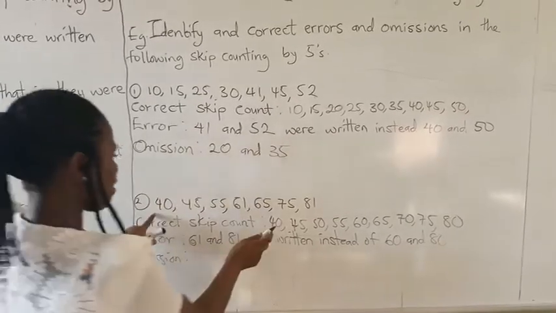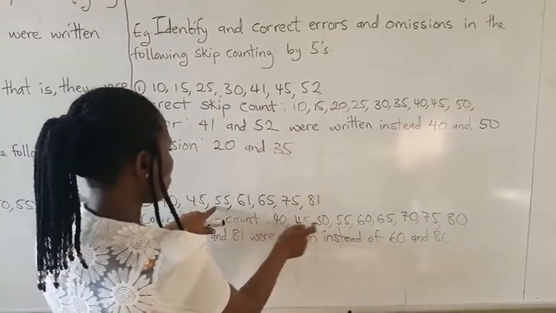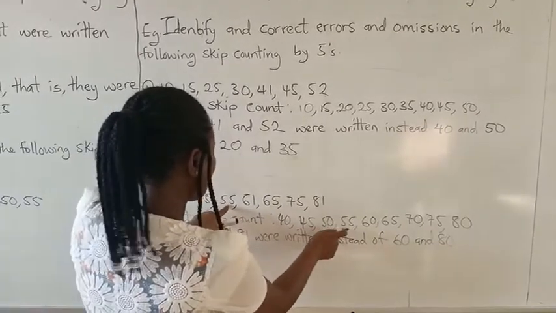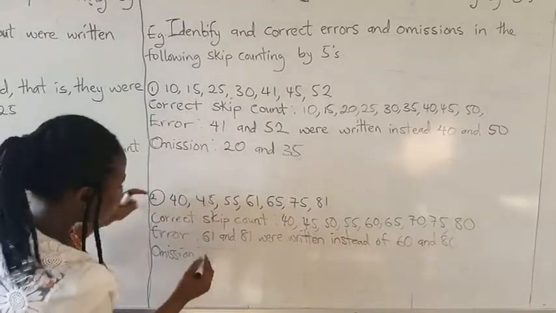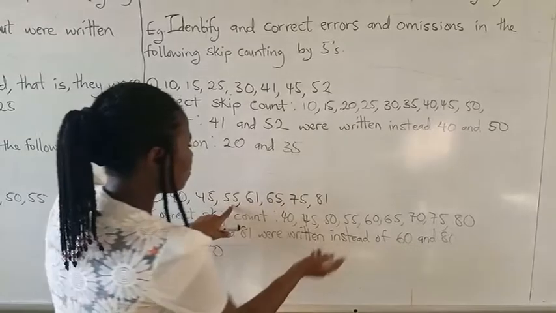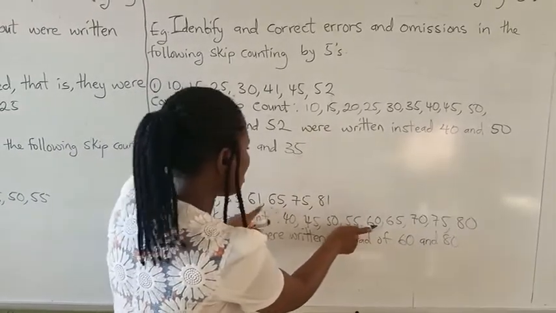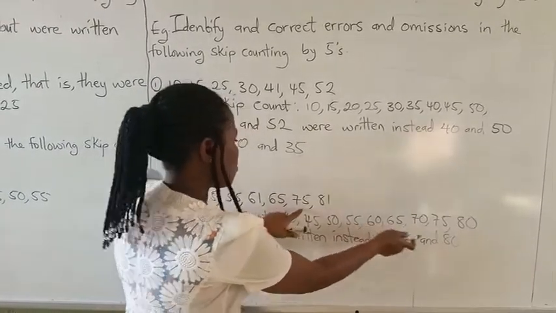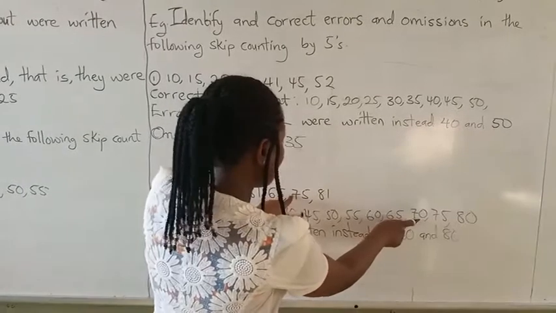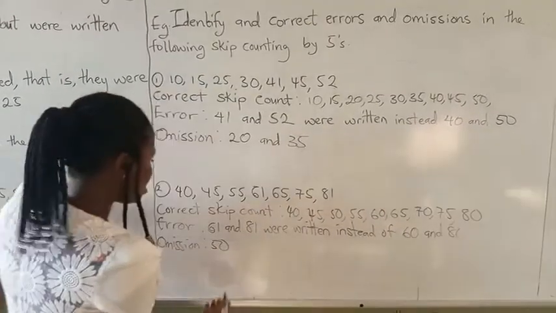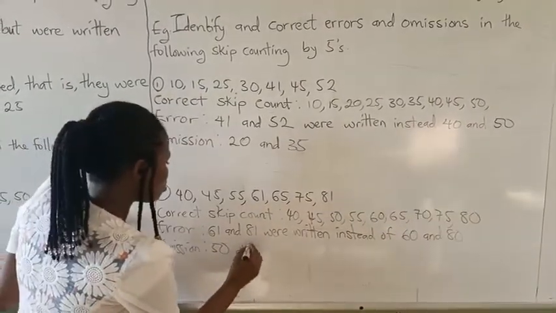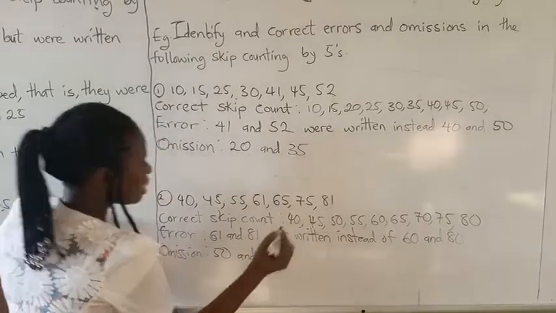Now let's see the omission. The omission here, we have 40, we have 45, we have 50, we have 55 here, but we don't have 50 here. So 50 has been omitted. Then 55, we have 60, we have 65, we have 70 here, we don't have 70 here, but we have 75. So it means 70 was also jumped or omitted.